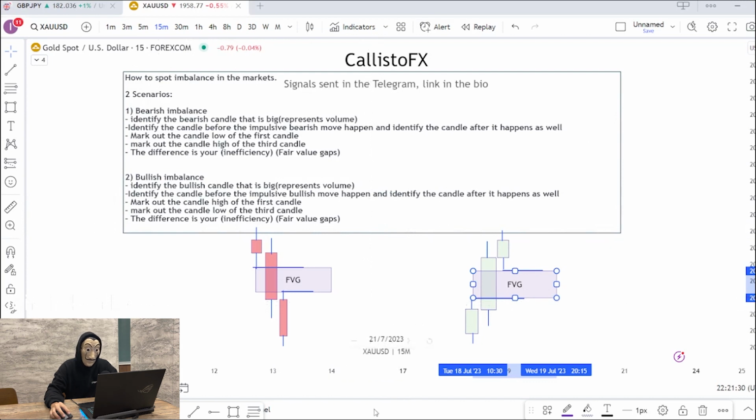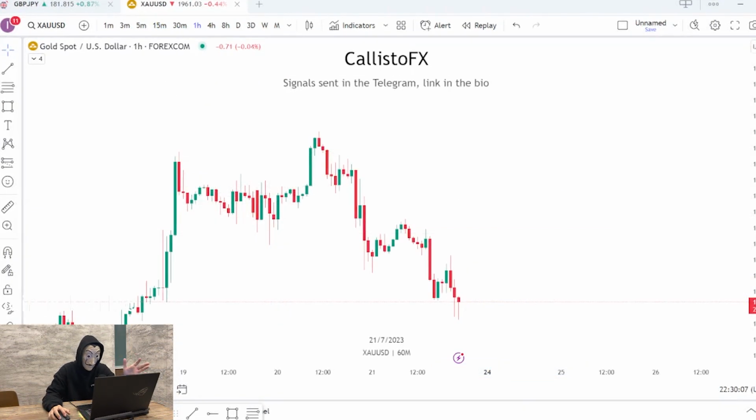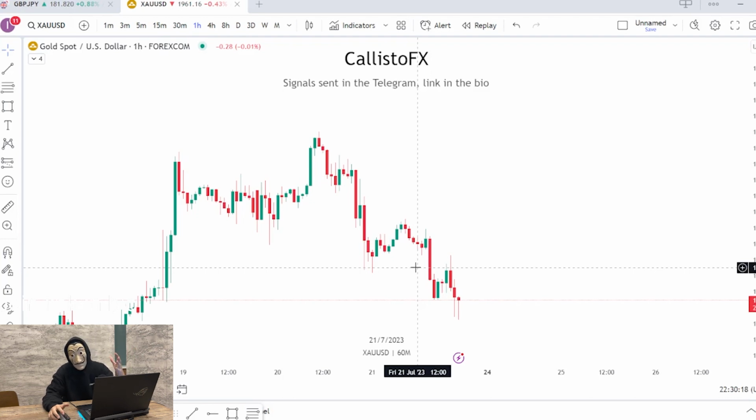Alright, so next, I'm going to be looking at real chart examples and how to use them. It's going to be a bit more conversational so you can understand my thought process as I'm looking at these fair value gaps. Looking at the current chart on gold, on the 1 hour, we can see that price is coming up and coming down. Now, how do we identify the imbalance, fair value gap, inefficiency?